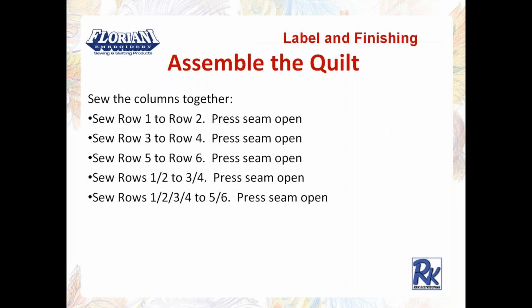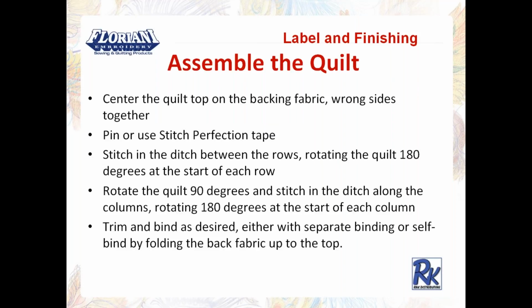Next, we're going to take our row 1, 2 unit and sew it to our 3, 4 unit. And then lastly, all we need to do is sew the row 1, 2, 3, 4 unit that we just created to the 5, 6 unit. And that gets the top and the batting of our quilt assembled. So now what we're going to do is put on our backing fabric and bind it.